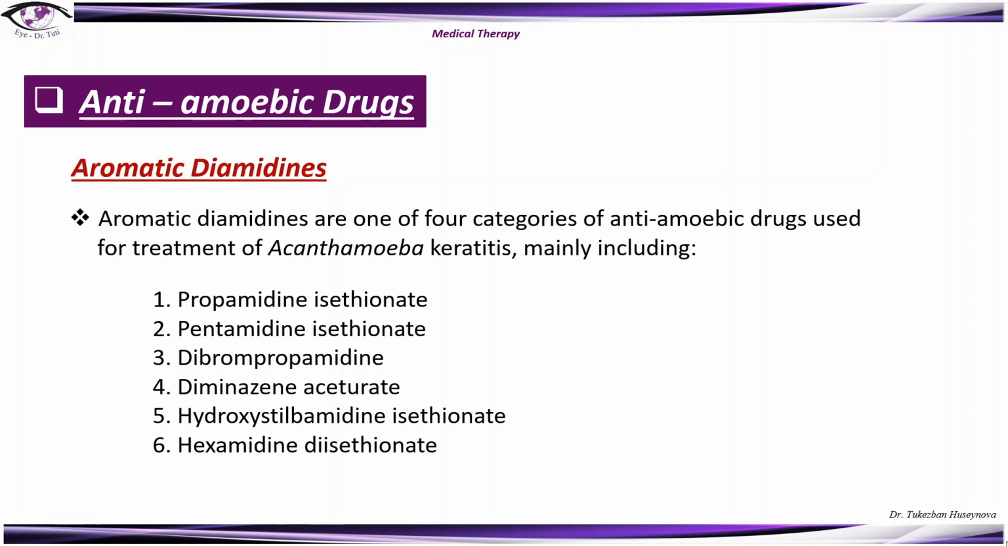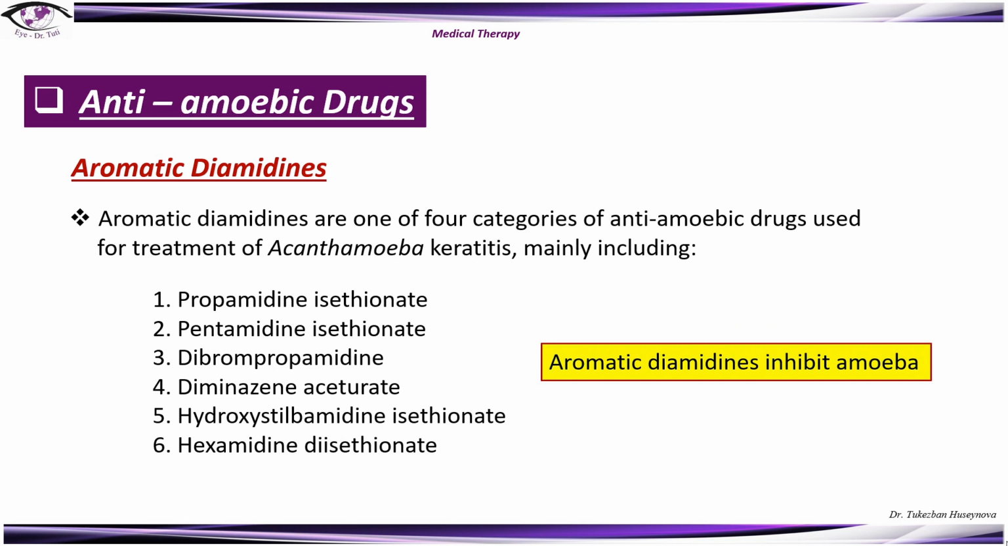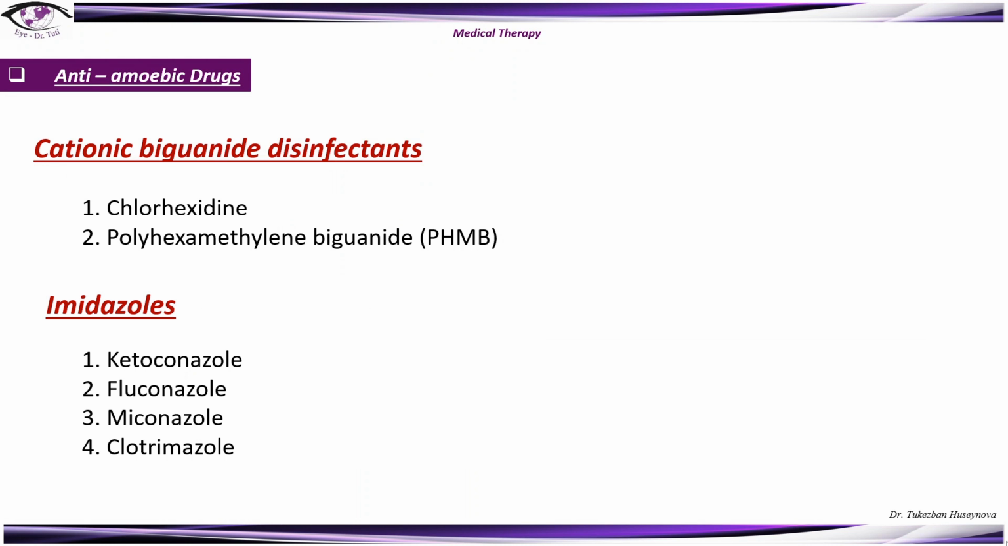Anti-amoebic drugs. Those are aromatic diamidines, and those are one of 4 categories of anti-amoebic drugs used for treatment of Acanthamoeba keratitis, and here's the list presented of those drugs. The main function of aromatic diamidines is that they inhibit amoeba. Then there are also cationic biguanide disinfectants, chlorhexidine or polyhexamethylene biguanide, or biguanide, let's say like that. And also imidazoles like ketoconazole, fluconazole, miconazole, and clotrimazole.